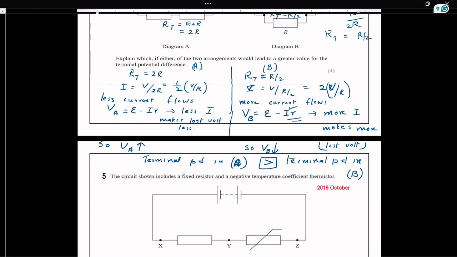So we calculated the total resistance, then we calculated the total current, and we did a comparison of the current, in which case more current is flowing. So we found that less current is flowing through diagram A. That means less lost volt. Lost volt means this part, IR. IR is the lost volt. Less I makes less lost volt. More I makes more lost volt. Therefore, terminal PD increases in circuit A.